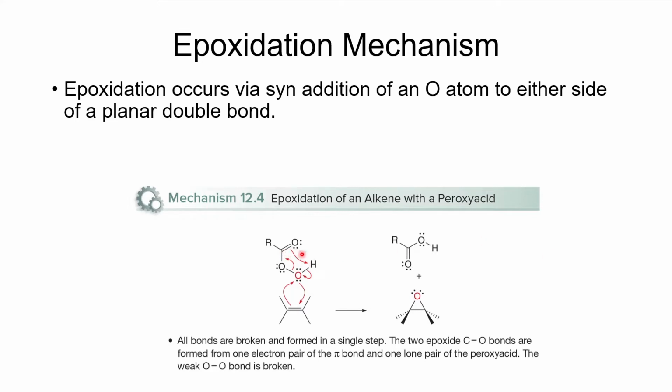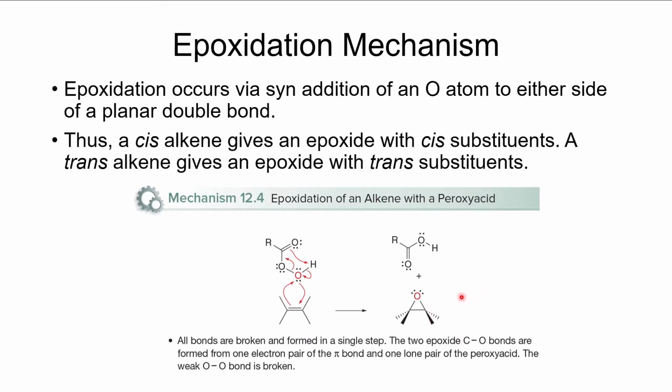And furthermore, since it happens in one step, that means that the alkyl groups that are on the alkene do not have time to move around. So that means if you have a cis alkene, you'll have a cis epoxide as well. If you have a trans alkene, you'll get a trans epoxide. We'll look at an example of that here in a little bit.